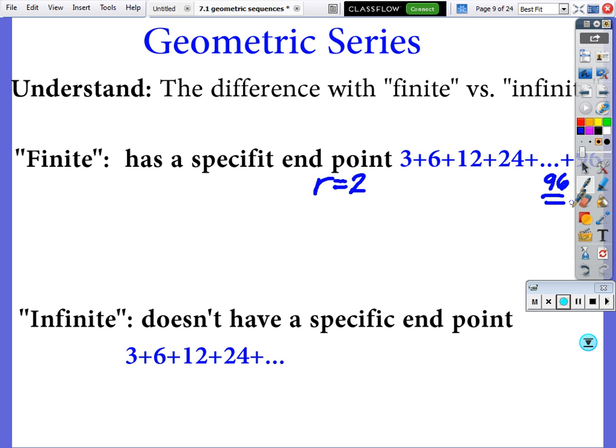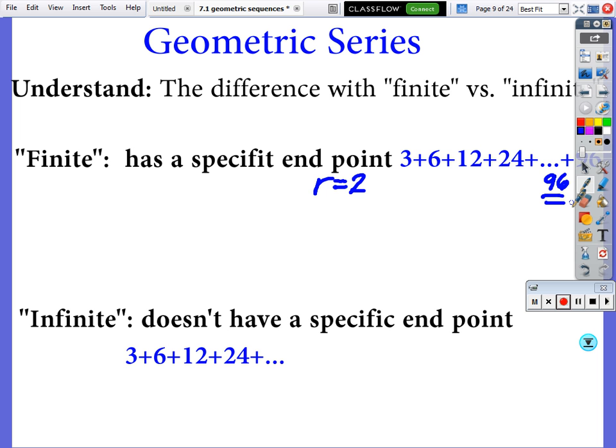Infinite means, well, think about infinity. That goes on forever and ever, right? Infinity is like huge. We can't really comprehend exactly what infinity means. It's so far in one direction and the next, so it goes on forever. So really with infinite series, you can't see the end. It doesn't have a specific endpoint. So for example, 3 plus 6 plus 12 plus 24 plus ... that means continuing forever. We don't know the end.